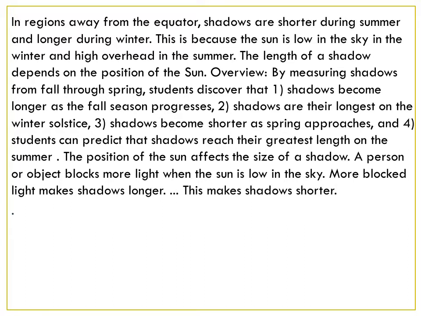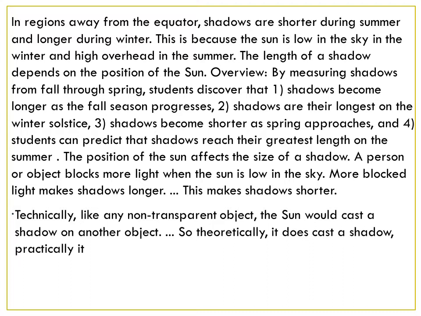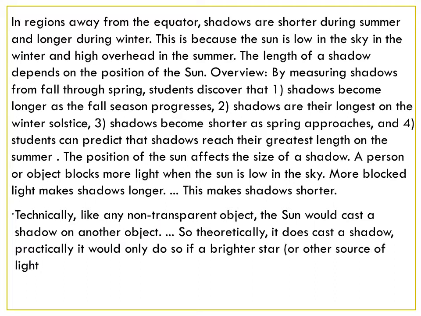This was an experiment done by the students. The position of the sun affects the size of the shadow. A person or object blocks more light when the sun is low in the sky. More blocked light makes the shadow longer. Understood? This makes the short shadows shorter.